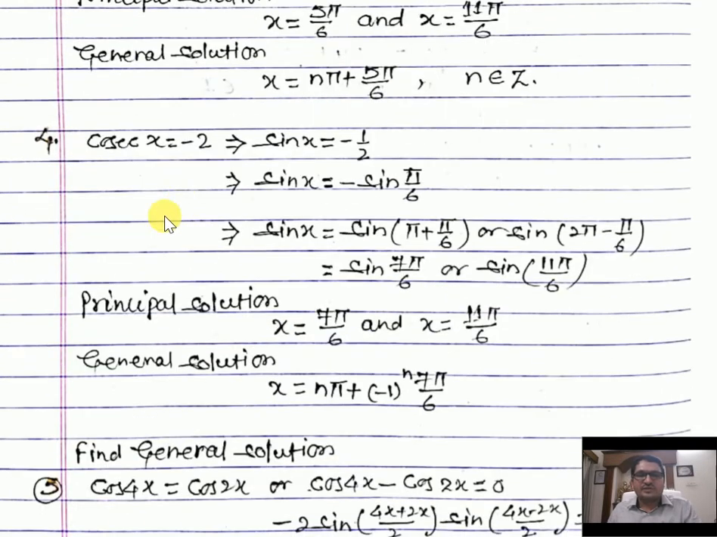Question number 4, cosec x is equal to minus 2. So sin x will be equal to minus 1 upon 2. Sin x will be equal to, now convert in terms of sin, minus sin pi upon 6. So sin will be negative in the third and fourth quadrant. So third is what? 180 plus theta, so pi plus pi upon 6. And fourth quadrant 2 pi minus pi upon 6. So sin 7 pi upon 6 and sin 11 pi upon 6. Principal solution will be equal to 7 pi upon 6 and 11 pi upon 6, and general solution will be equal to n pi plus minus 1 power n 7 pi upon 6.